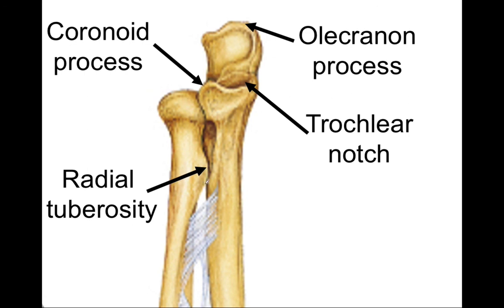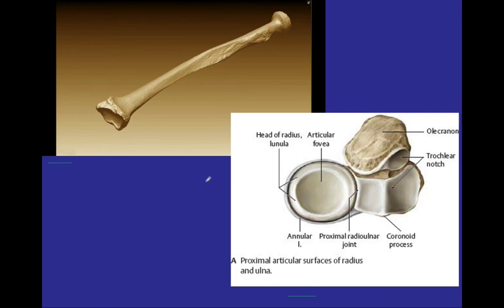The one other major structure found on the radius that we need to be aware of is the radial tuberosity. A tuberosity is just a large rounded projection that sticks out from a bone. This is going to serve as an attachment point for muscle tendons and ligaments. This slide just gives you another view of the radius. The radius can specifically be identified because it has this nice lip at the end.